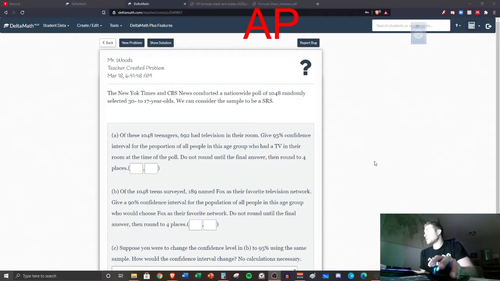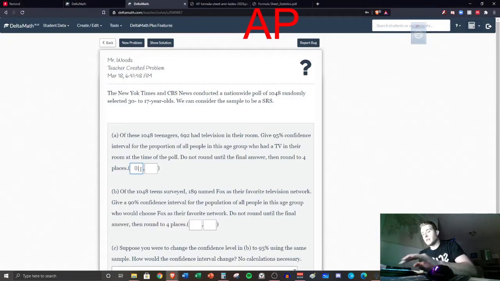So let's go ahead and type those values in. So I should get 0.6316 and 0.689. Yes, that's how we create that interval.